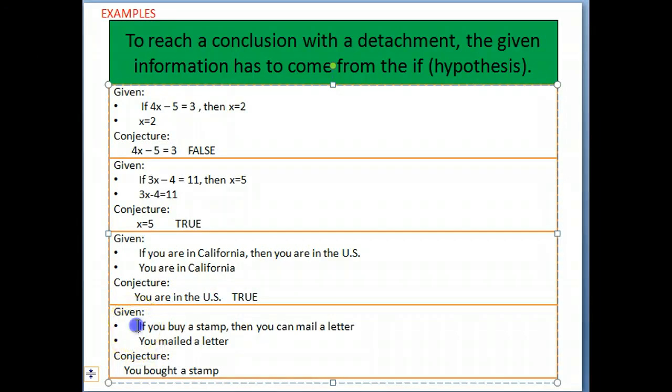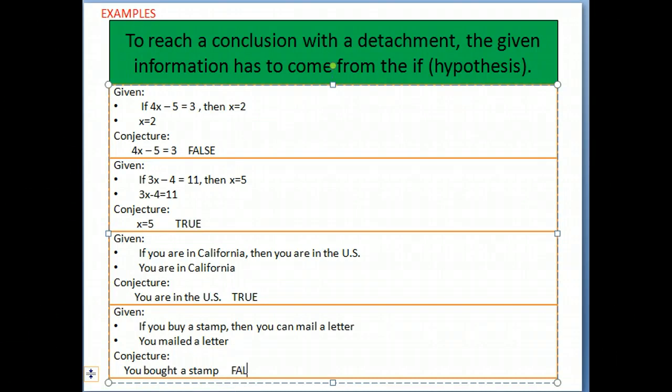Okay, here's our final example. If you buy a stamp, then you can mail a letter. That's our rule we're using. The second piece of given information, you mail the letter. And their conjecture was that you bought a stamp. Is that true or false? Did they get it right?